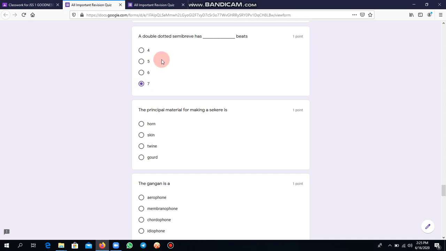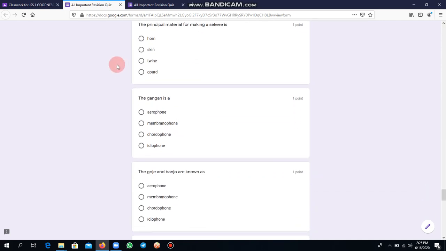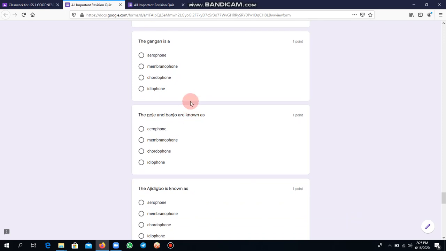The principal material for making a shekere is a gourd. The shekere is an African shaker. You can check that up on the internet, shekere, and it will come out. The principal material is called a gong. And then the gong is called talking drum. Talking drum is a membranophone.